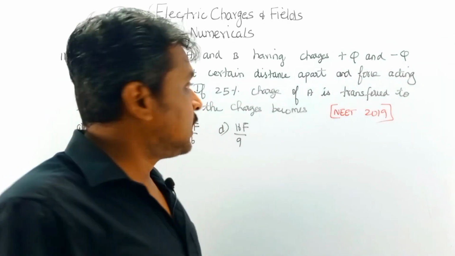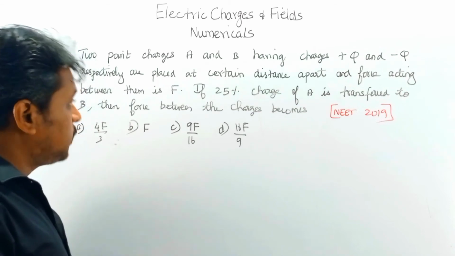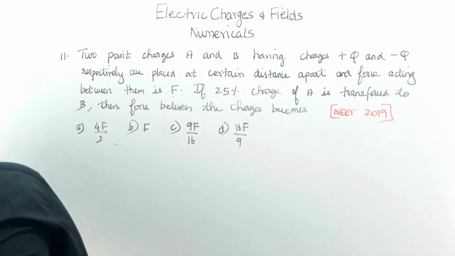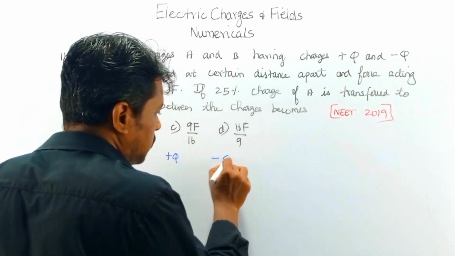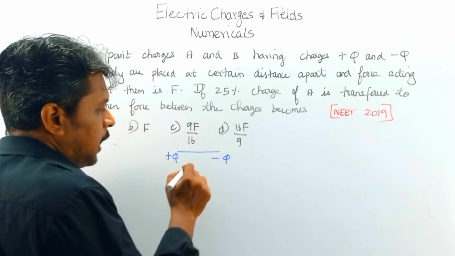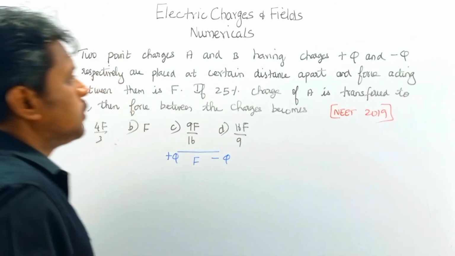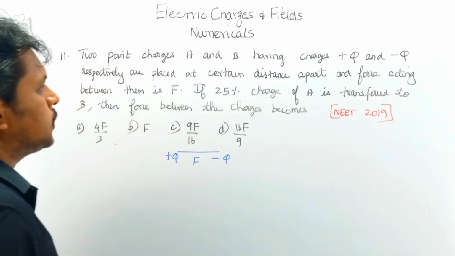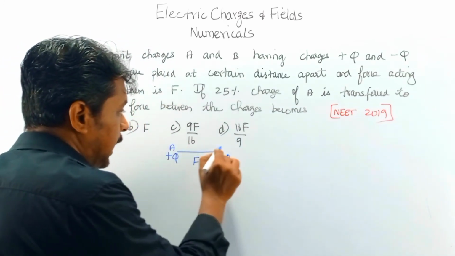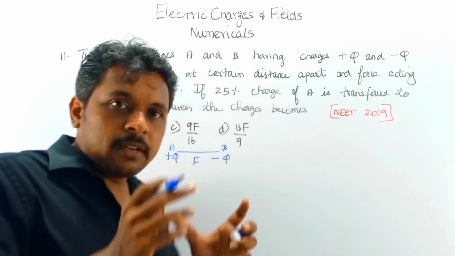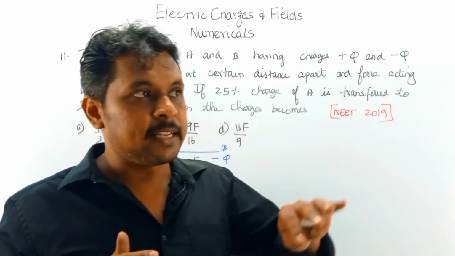11th problem. See here. Two point charges A and B having charges plus Q and minus Q respectively are placed a certain distance apart. Okay, so we have charges plus Q and minus Q placed at a certain distance apart, and the force acting between these two charges is F. Now they are telling us that if 25% charge of A is transferred to B, then there is a loss in A and there is a gain in B.